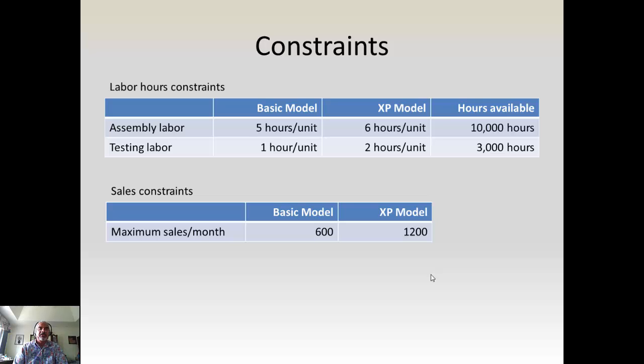So let's look at the constraints. So we have the assembly labor constraint and testing labor constraint, how much we need for the basic model, how much we need for the XP model, and how many hours are available. And we also have the maximum sales possible for the base model and the XP model. Okay, we're going to now draw lines that represent these constraints.